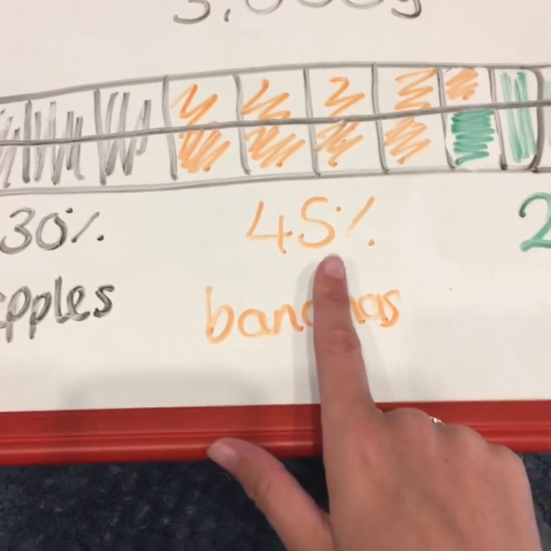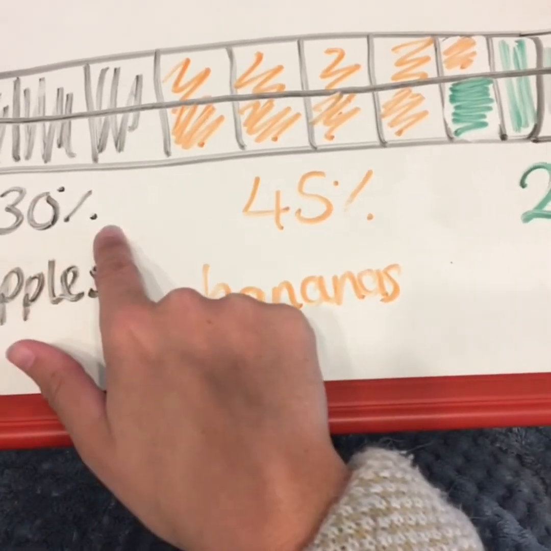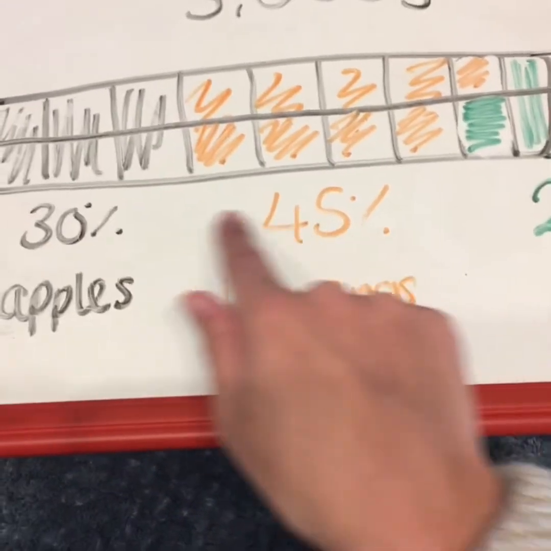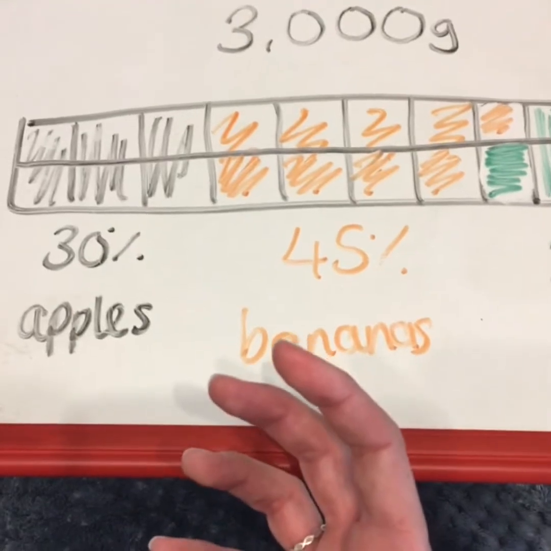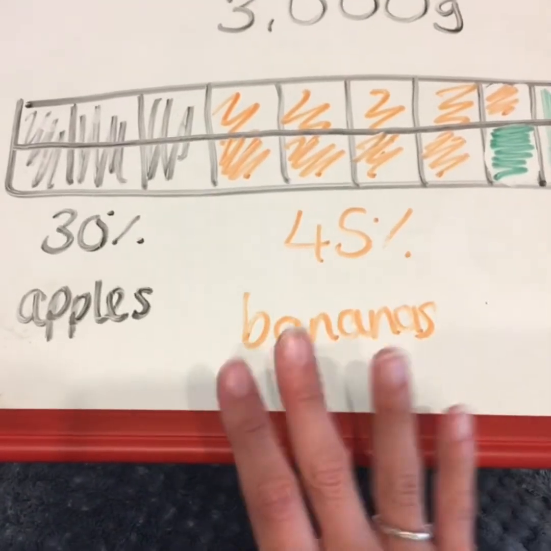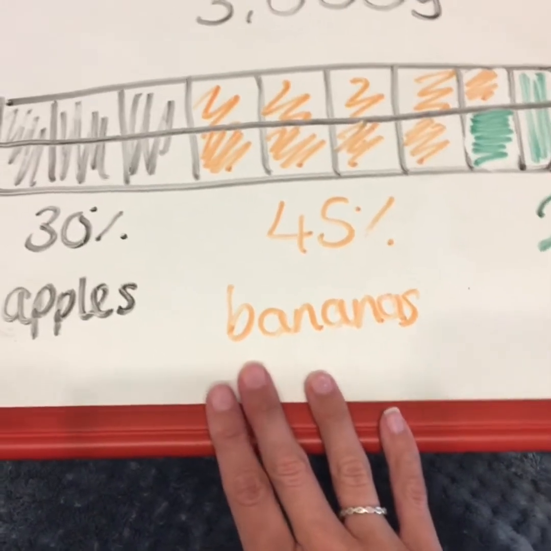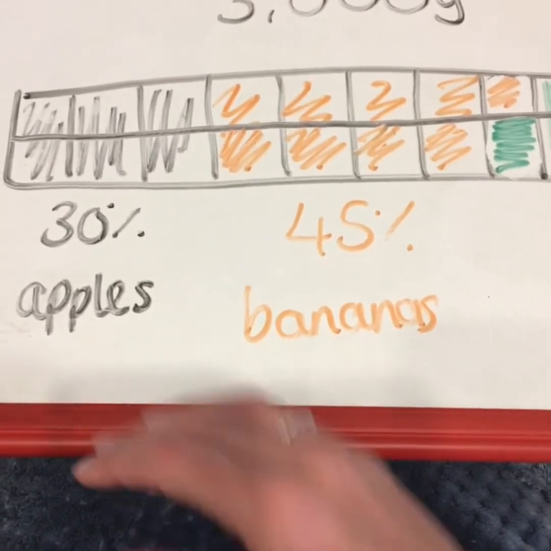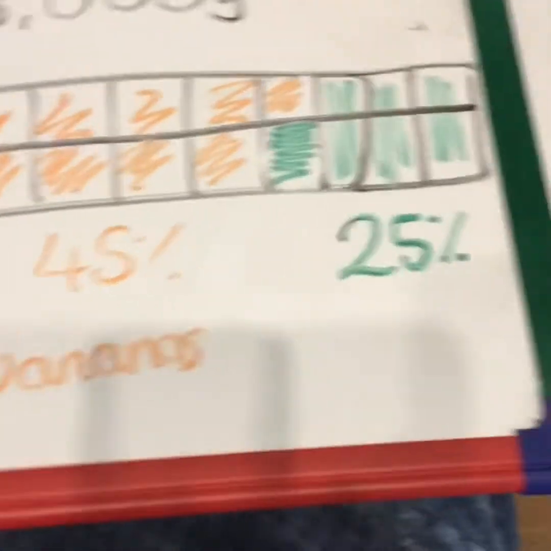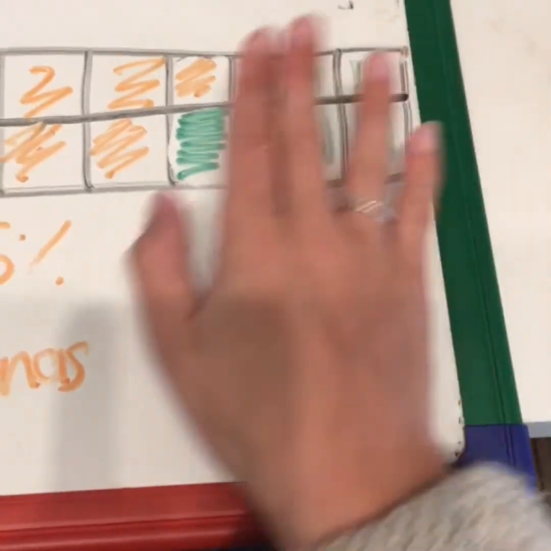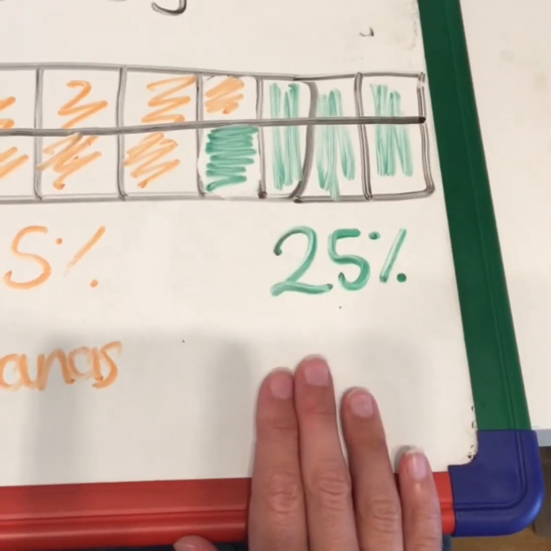Now, when I did that, I suddenly realised, well, wait a minute. I've got 30% and 45%. I've actually got 75%. What do I know about 75%? It's the same as 3/4. So actually, if you'd worked that out first of all, you could have drawn a nice bar model with 4 parts and coloured in 3 of them. So that then told me that my remaining part, my grapes, was 25%.